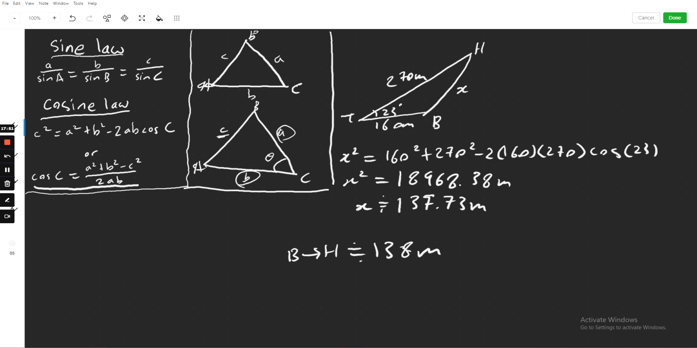So there we have it, folks. Those are applications of sine law and cosine law in trigonometry. I hope this helps, and this is actually the end of the series, so thank you for listening, and I hope this has helped you on your journey through grade 11 functions.